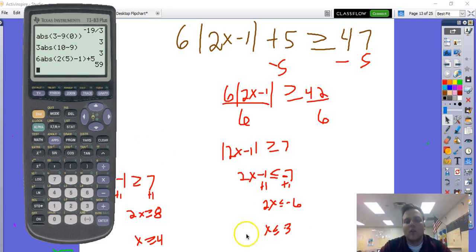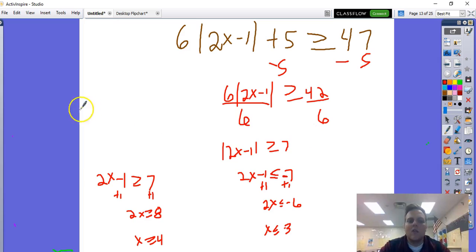Alright, so now I'm going to check this other one. x is less than or equal to negative 3. So I can say 6 times the absolute value of 2 times, I don't know, what's a number less than negative 3? Negative 5? Negative 5 minus 1, plus 5. Press enter, and I got 71. Is 71 greater than or equal to 47? Yes, it is. So now, since both of these work, I'm ready for my number line.